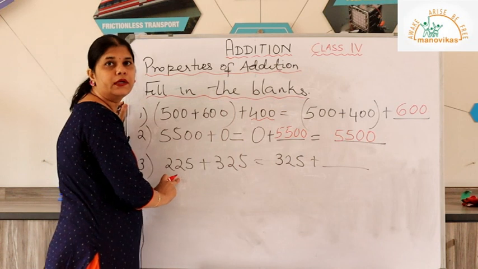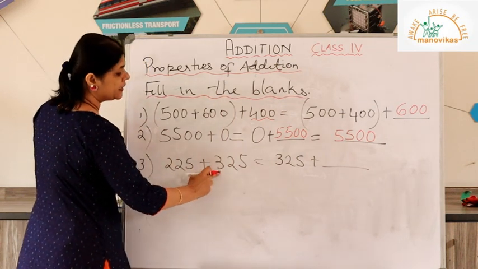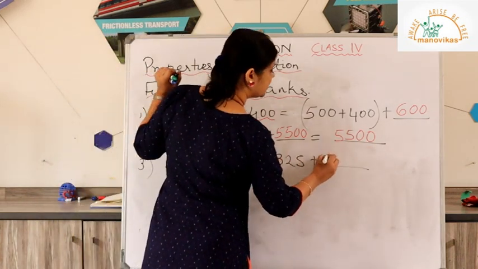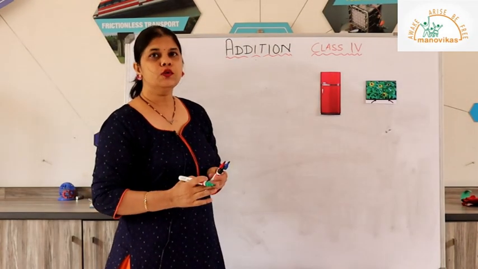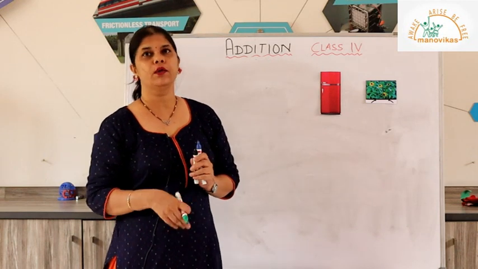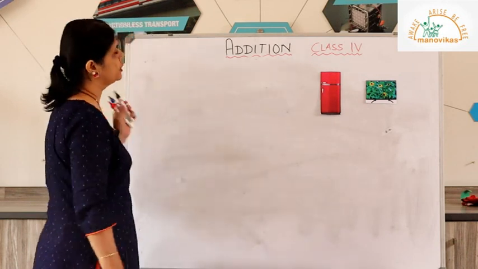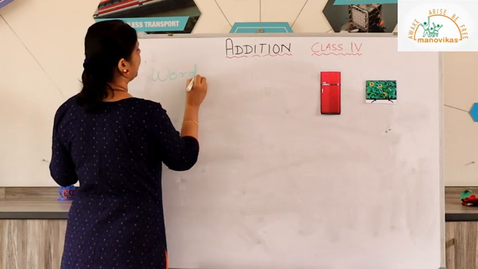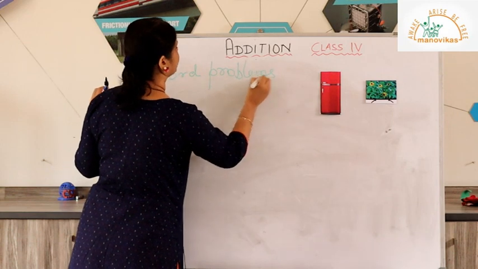The third example, you will see the order property. 225 plus 325 is the same as 325 plus 225. Yes, correct. Children, I have told you that whatever concepts you learn in maths, you always have to apply in your day-to-day life. Now we will see how to apply the concept of addition by using some word problems in our day-to-day life. So we will see some word problems now.